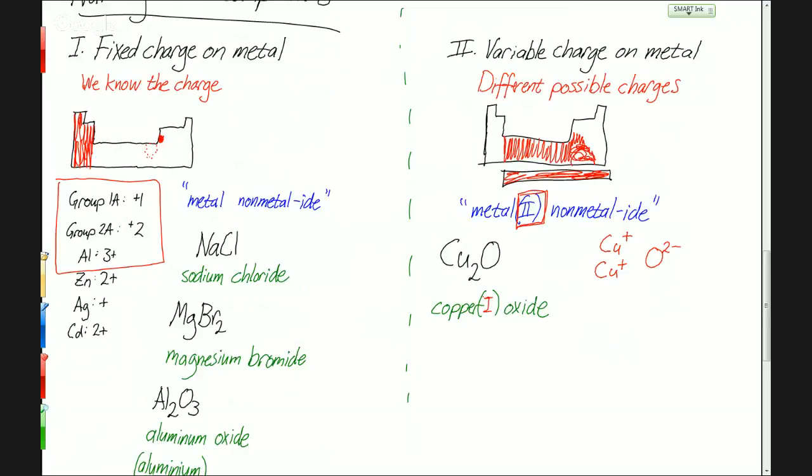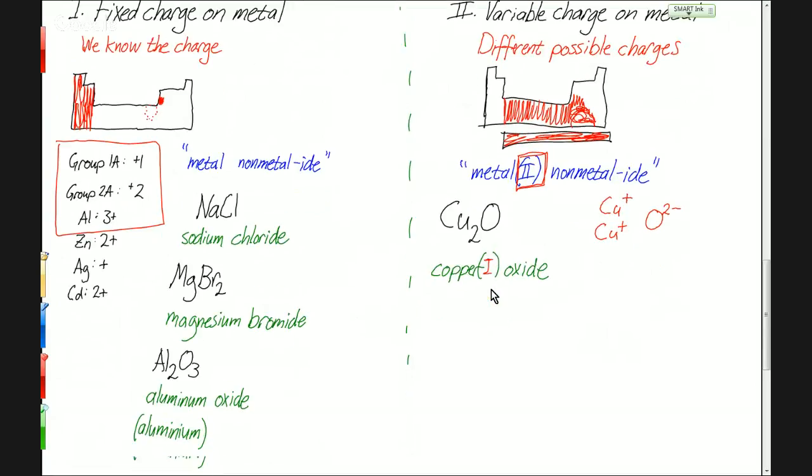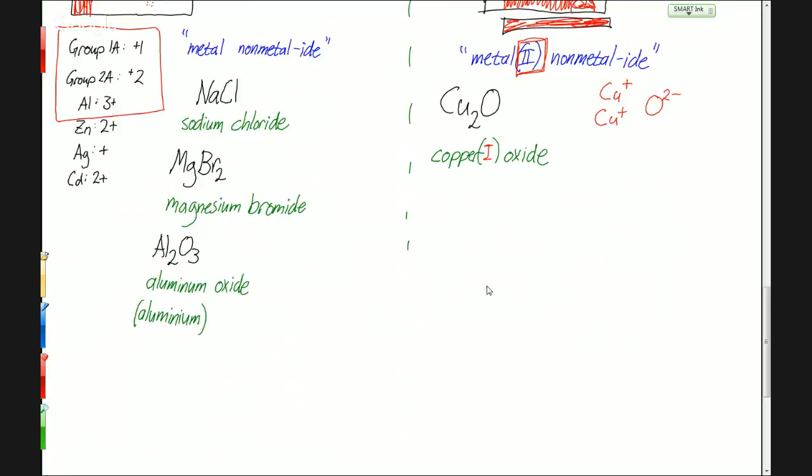Try to avoid the most common mistake, which is a lot of people see this 2, and so they want to put the 2 in there. That's not correct. This is the charge, so you have to figure out what the charge is and then put it in there. Okay, let's try a couple.